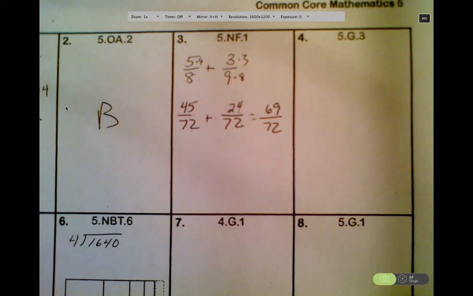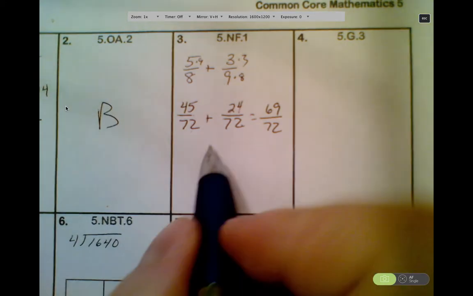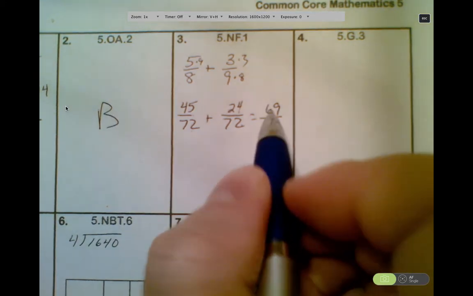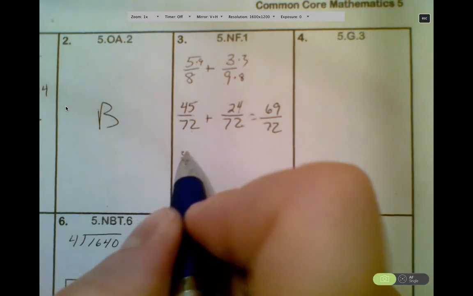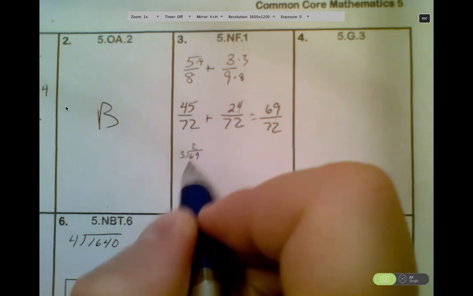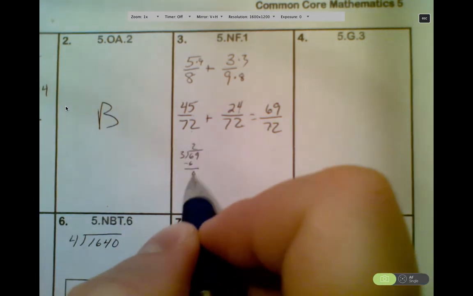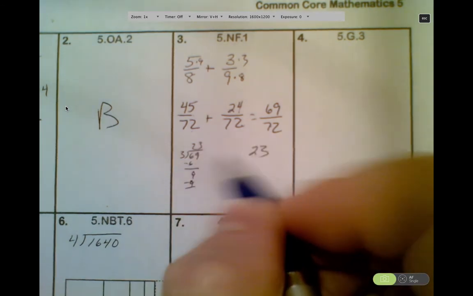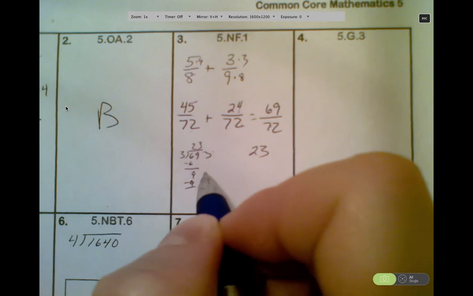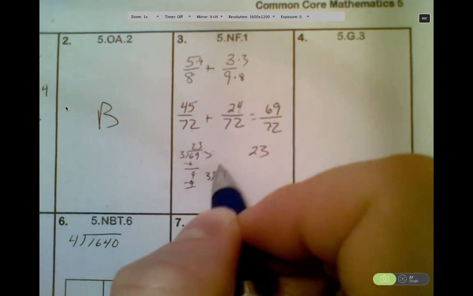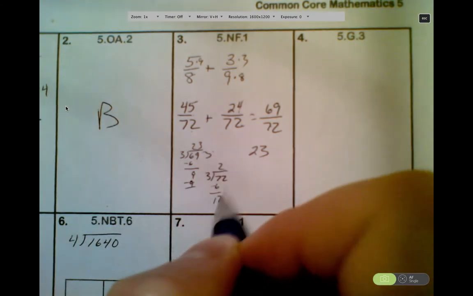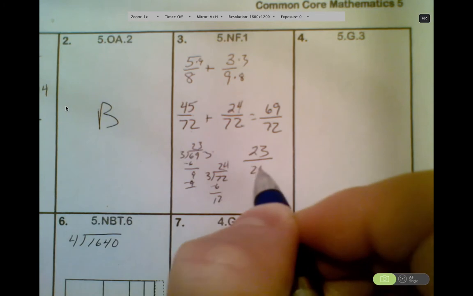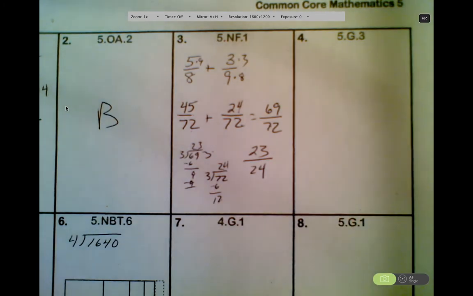69/72. I could divide each of these by 3. And 3 goes into 69 23 times. And 3 goes into 72 24 times. So my answer in simplest form is 23/24.